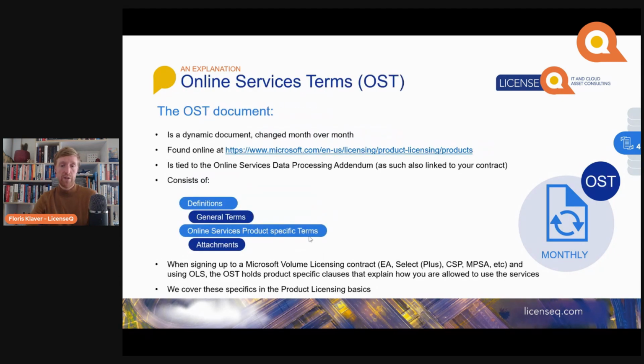It can be found on the same page. It used to hold the Microsoft Online Services Data Processing Addendum. The DPA has changed to its own document, but it's referenced in the online services terms. So the online services terms now only covers the online services specific terms and any appendices or attachments that are of interest to these online services.